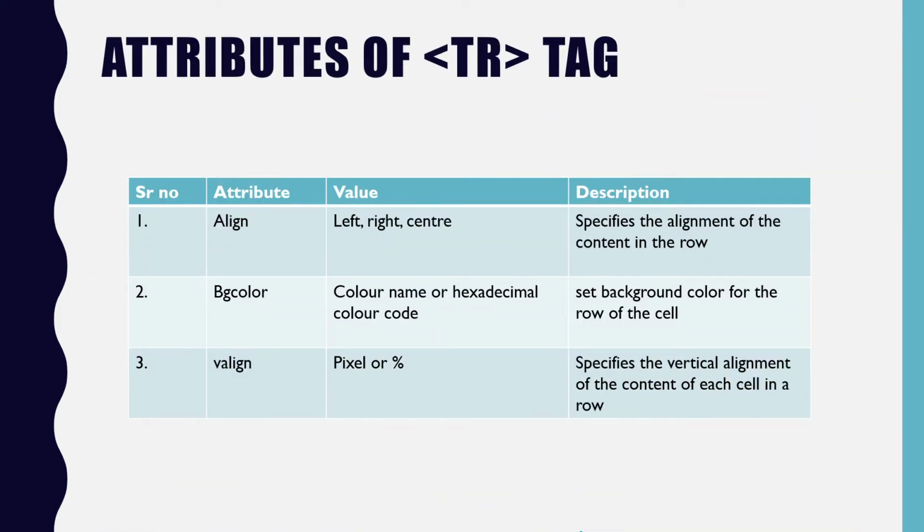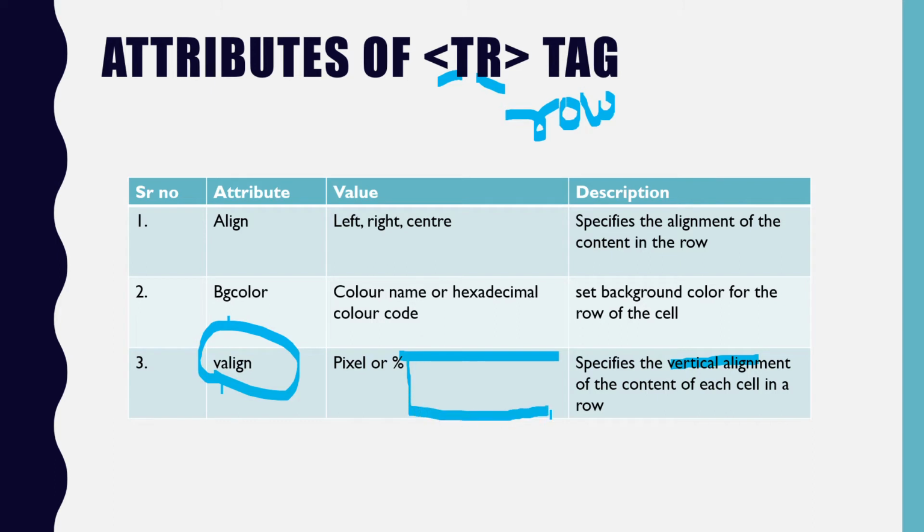Now moving towards the next topic, that is attributes of the TR tag. T stands for table and R stands for row. So to specify the row, we use the table row. It has align, then BG color and V align. V align is new for you. It specifies the vertical alignment of the content of each cell. Suppose this is a cell in a row, then it will specify how the content will be written. And these two we have studied, that is BG color used to define the color of the cell, and align defines the alignment of the content in a row.